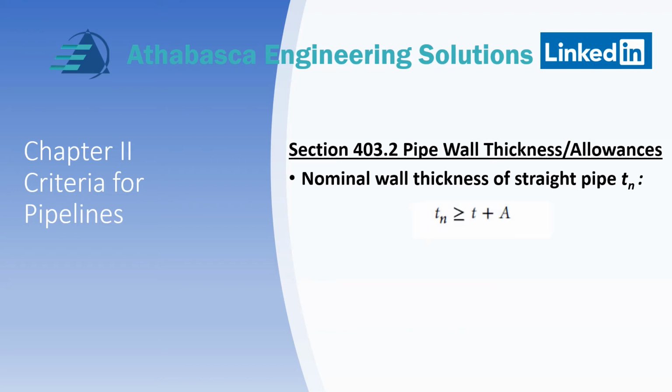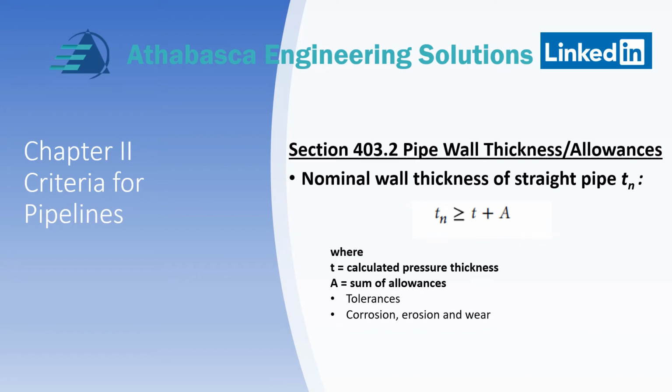So this is the equation. That's the nominal thickness of the pipe plus the calculated thickness plus all the allowables. So this is the calculated pressure thickness, the sum of the allowables. That would include tolerances, corrosion, erosion, and wear, threading, and grooving. And we'll get into that in the next few slides as well.